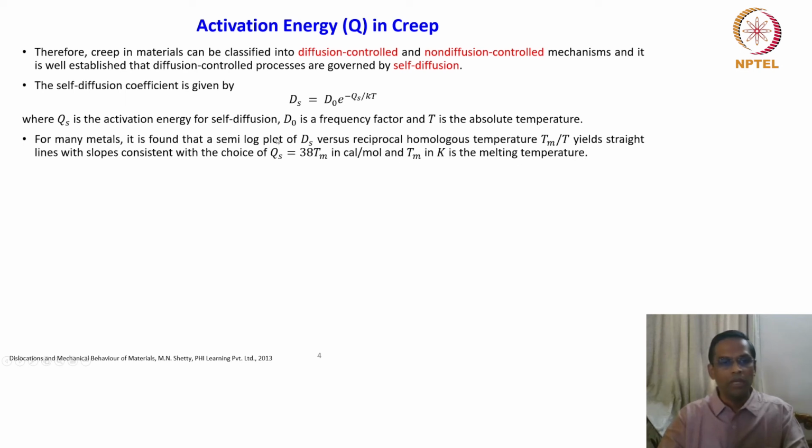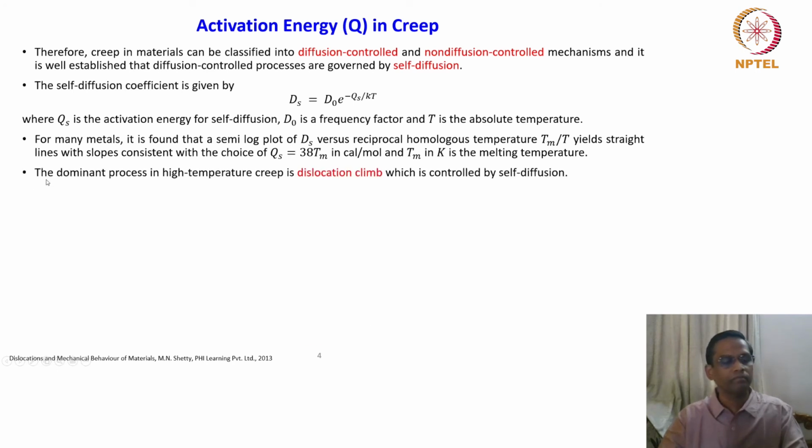So for many metals, the Qs, that is the activation energy for self-diffusion, is given by Qs equal to 38 Tm. How do we get this? We'll see it in a minute. The dominant process in high temperature creep is dislocation climb, which is controlled by self-diffusion.